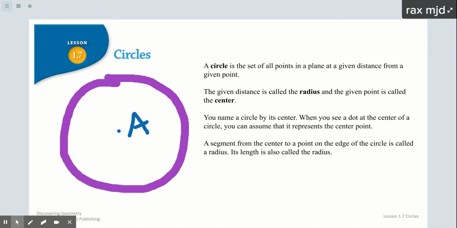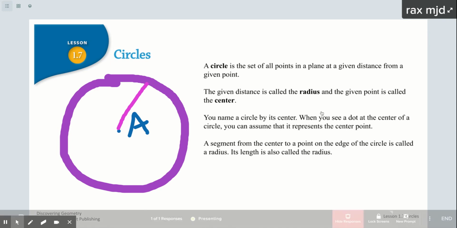Okay. And I can draw a line segment that goes from the center to the circle, and that is called the radius. So we call this line segment the radius, and the radius is also the distance, the length from the center to the circle.